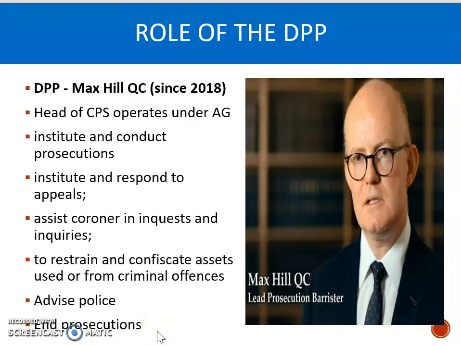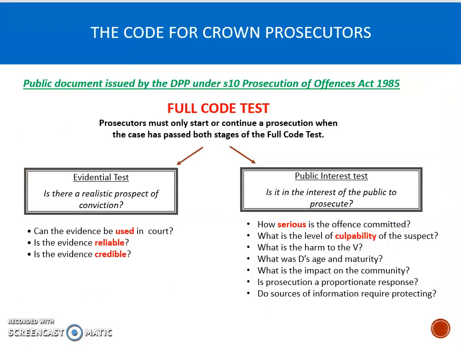And a bit later on in this tutorial, we'll see that our previous DPP, Alison Saunders, actually came into some flak. She was criticised for perhaps being too willing to drop and to end prosecutions where perhaps she shouldn't have. So you need to have some awareness of how the Crown Prosecution Service decides whether to prosecute an offence or not. And they follow what's called the full code test.